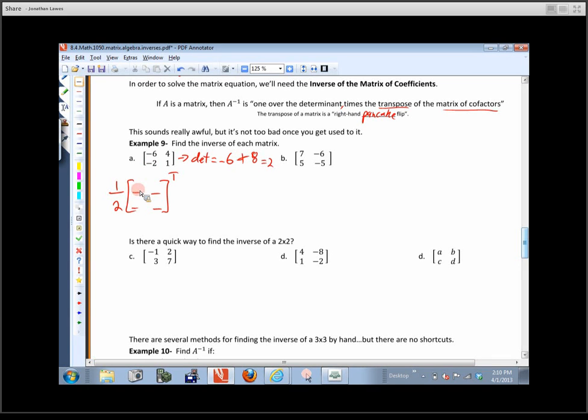So look at this right here. What is the sign associated with this position? Positive. Okay? Now, if I cross out the row and the column, what's its minor that I have to put there? A 1. So the cofactor is +1. Everybody with me there?